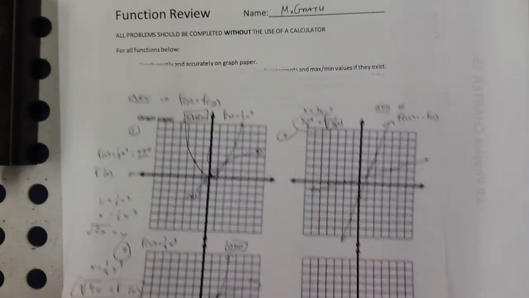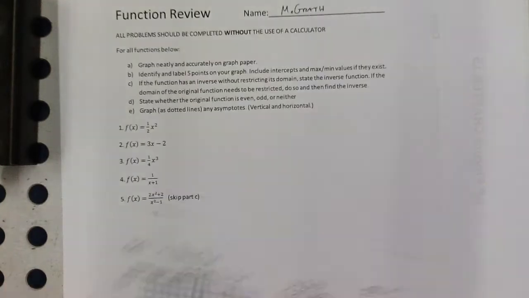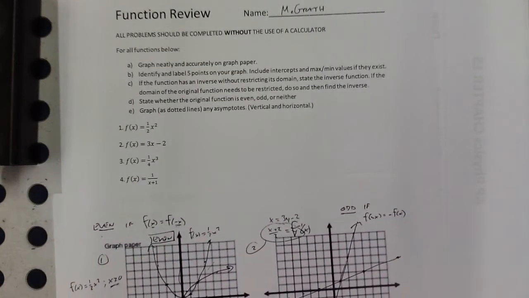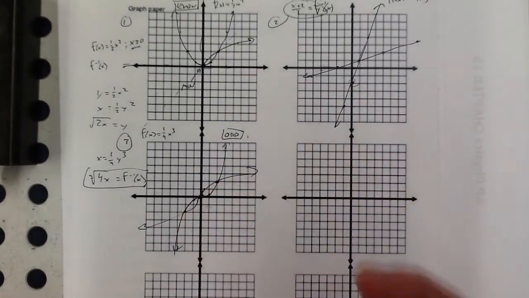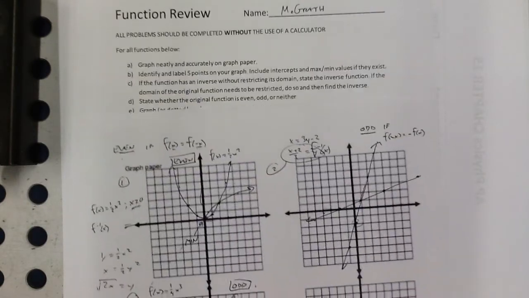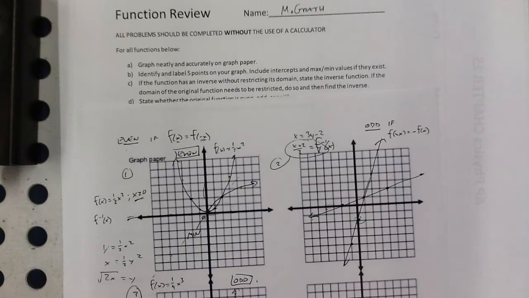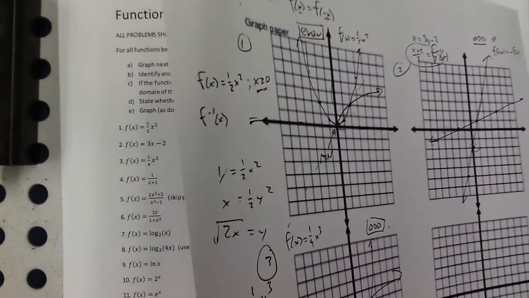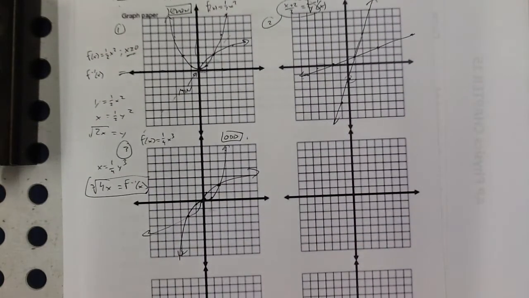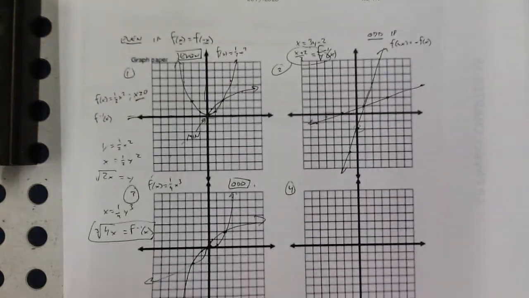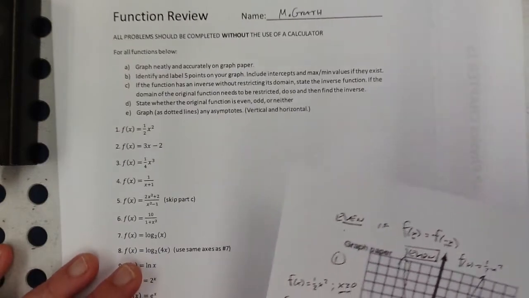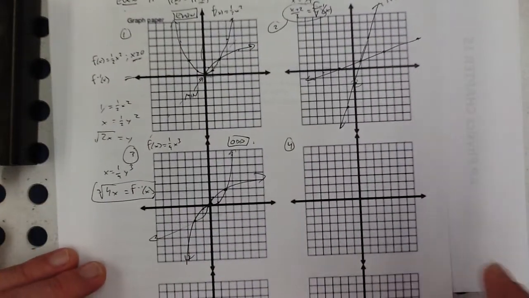State whether the original function is even, odd, or neither. We did that. And any... oh, I forgot to say about maximums, minimums. This doesn't have any. So I guess that's why I forgot to do it. And any asymptotes? Nope. All right, so I think we're done with that one. Number 4, 1 over x plus 1.